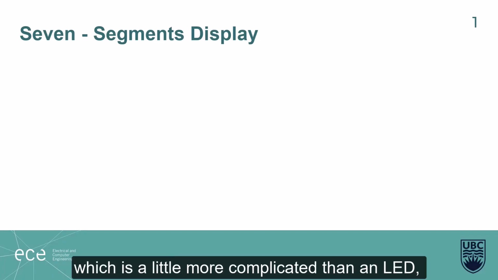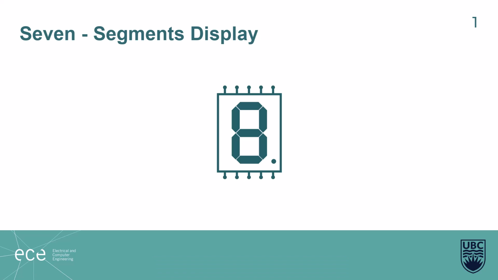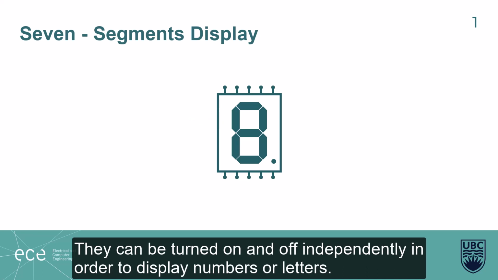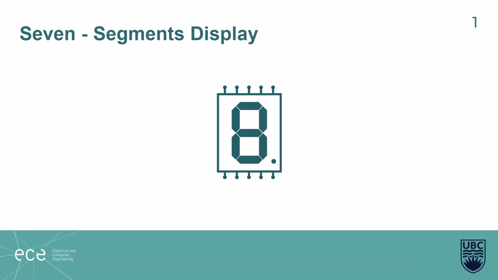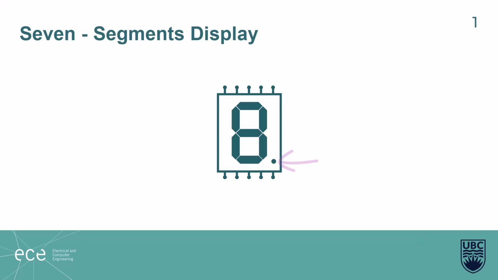Another component, which is a little more complicated than an LED, is the 7 segments display. This display is made up of 7 LEDs with the shape of segments. They can be turned on and off independently in order to display numbers or letters. It also has an extra LED with the shape of a dot that can be used to display decimal numbers if we concatenate the displays.